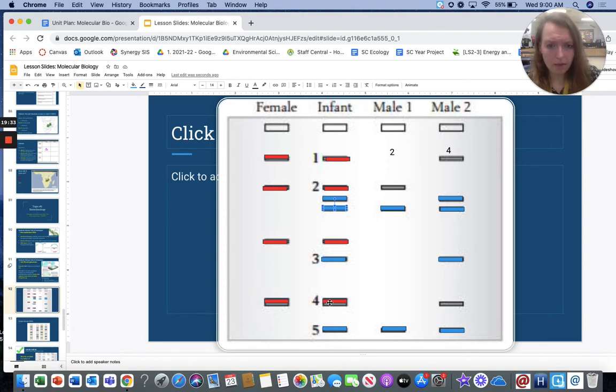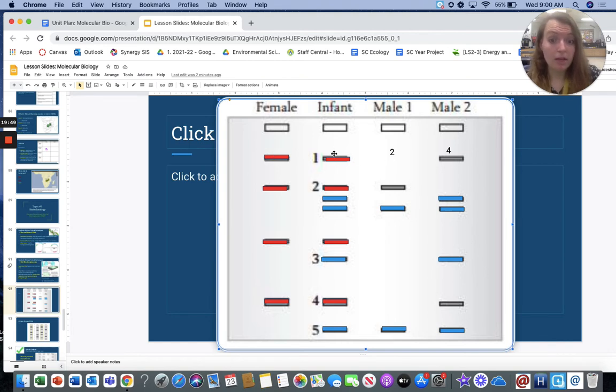Another thing that you might have noticed as well is that at the top bar, male number 2 also has this gene that the female, the mom, has. So let's say that this is brown hair, okay?